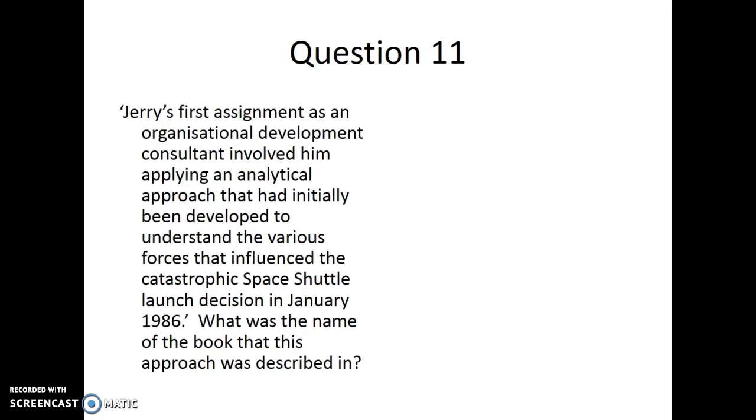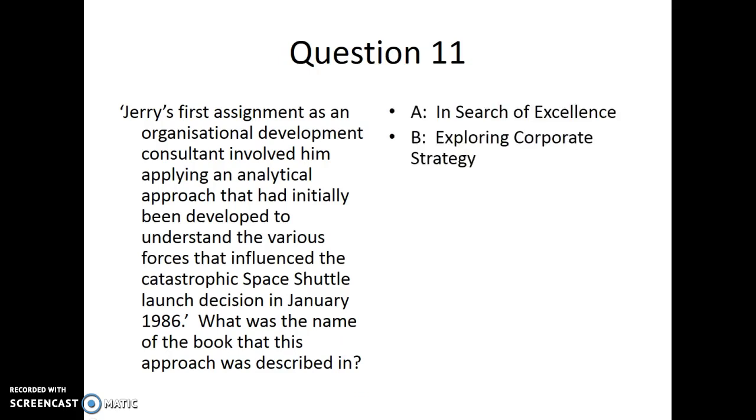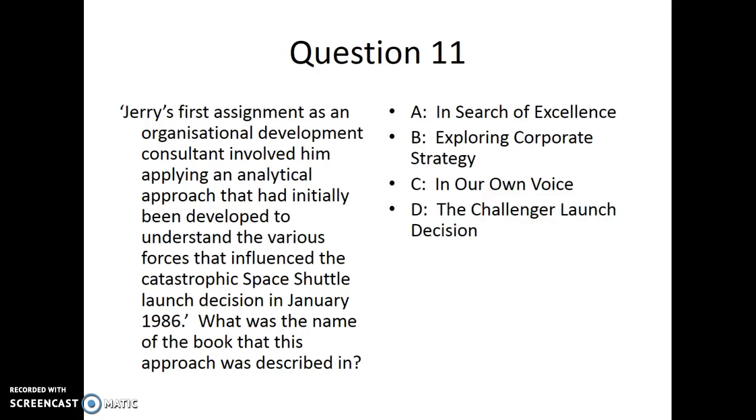Question 11. Jerry's first assignment as an organization development consultant involved him applying an analytical approach that had initially been developed to understand the various forces that influenced the catastrophic space shuttle launch decision in January of 1986. What was the name of the book that this approach was described in? A, In Search of Excellence, B, Exploring Corporate Strategy, C, In Our Own Voice, D, The Challenger Launch Decision, or E, After Virtue?